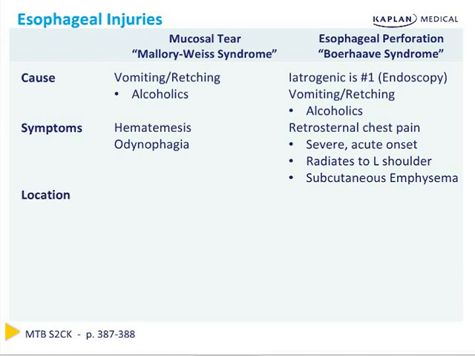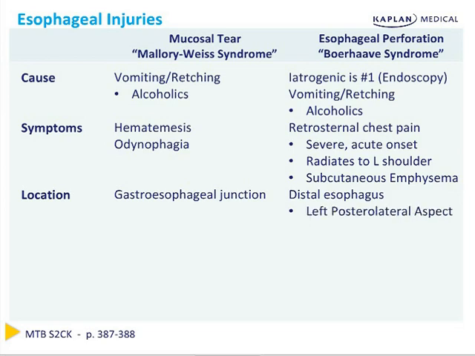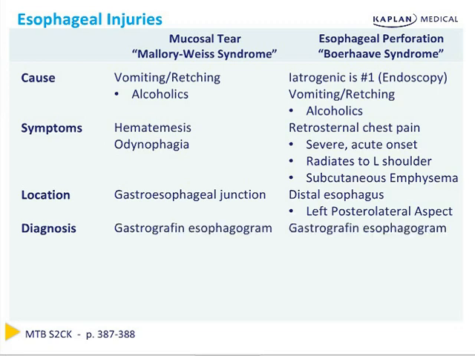If asked about the location within the esophagus of each of these injuries, Mallory-Weiss tears most frequently occur at the most distal aspect, the gastroesophageal junction. Esophageal perforations occur just proximal to the GE junction in the distal portion of the esophagus, and statistically is most frequently seen in the left posterior lateral aspect, which is unfortunate because it allows for the entry of esophageal contents into the mediastinal space.